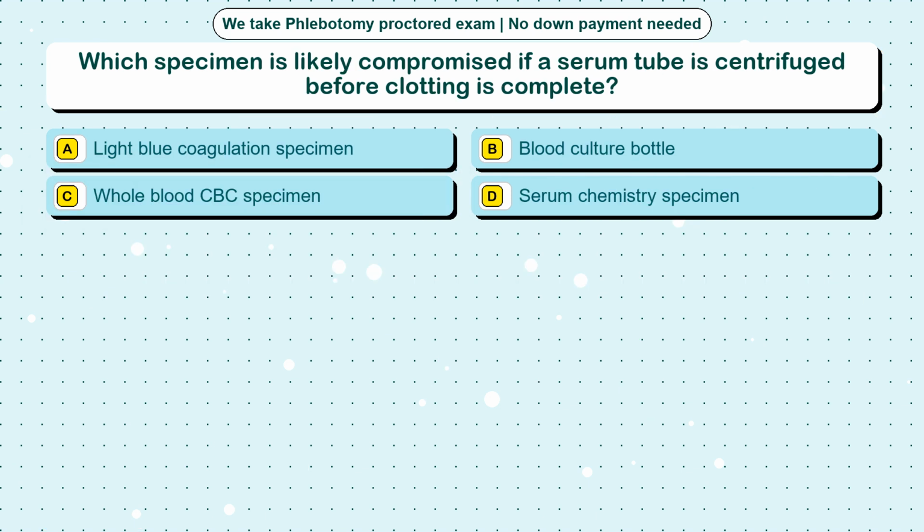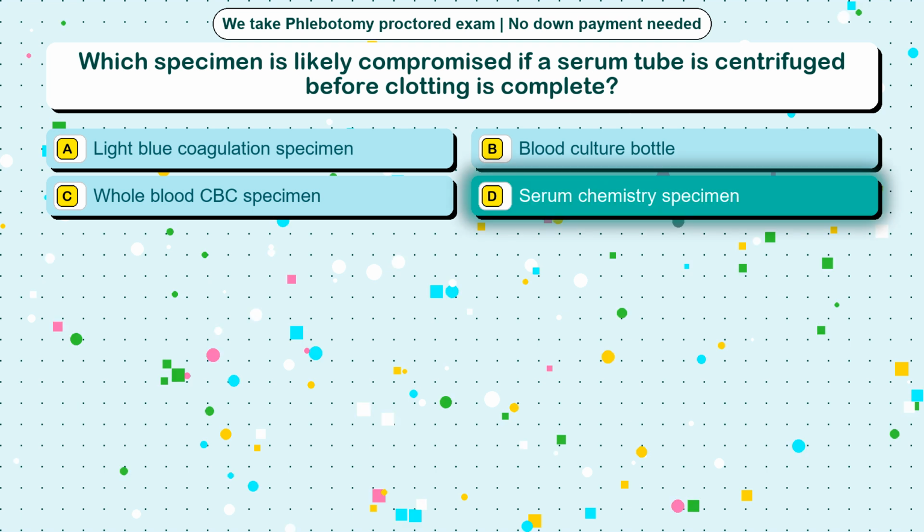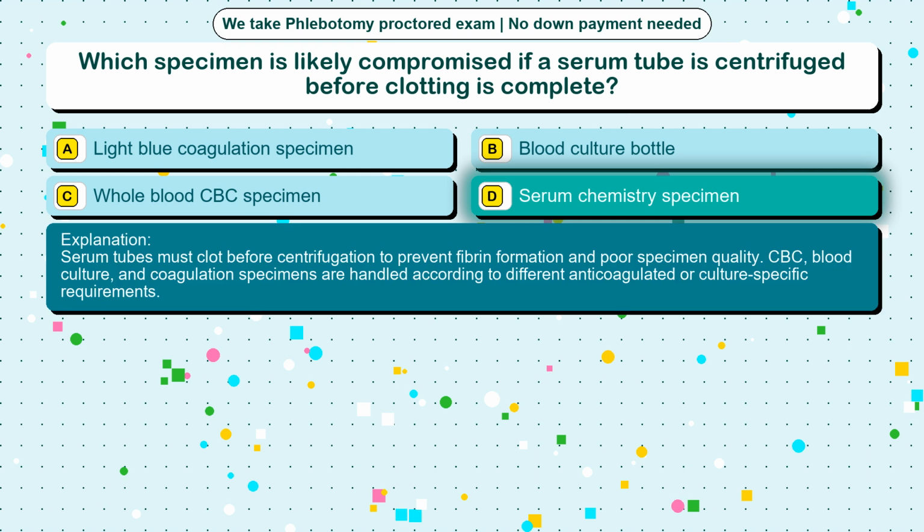Question 60. Which specimen is likely compromised if a serum tube is centrifuged before clotting is complete? Option A, light blue coagulation specimen. Option B, blood culture bottle. Option C, whole blood CBC specimen. Option D, serum chemistry specimen. The correct answer is option D, serum chemistry specimen. Serum tubes must clot before centrifugation to prevent fibrin formation and poor specimen quality. CBC, blood culture, and coagulation specimens are handled according to different anticoagulated or culture-specific requirements.